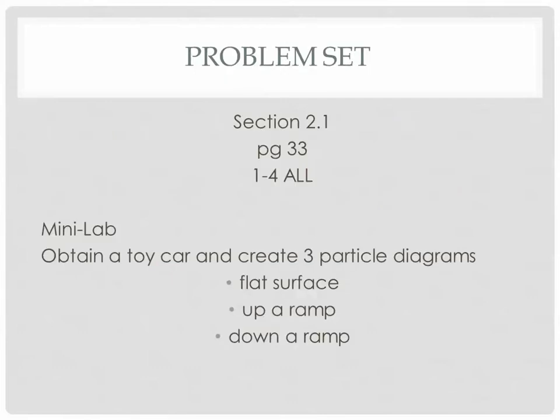Your problem set for this section can be found on page 33, and there are only 4 questions, 1 through 4, and you're required to do all of them. In addition, after you finish the problem set, there's a mini lab associated with this section. I have toy cars in the classroom, and I want you to come get a toy car from me, and I want you to create 3 particle diagrams next to your homework. I want those 3 particle diagrams to be labeled and to represent the motion that you observe when you run the toy car on a flat surface, up a ramp, and down a ramp.